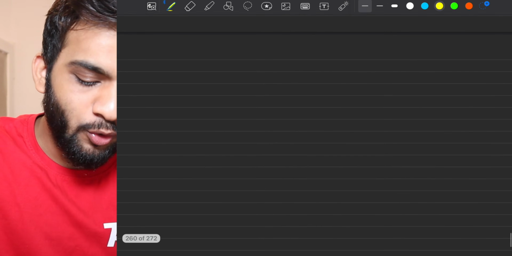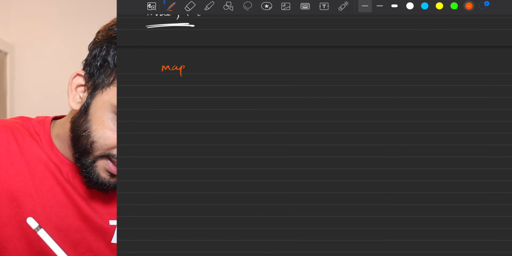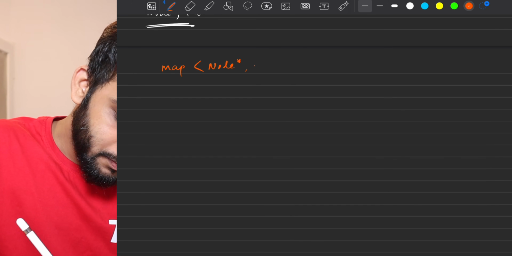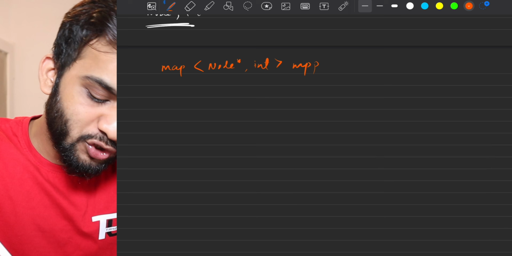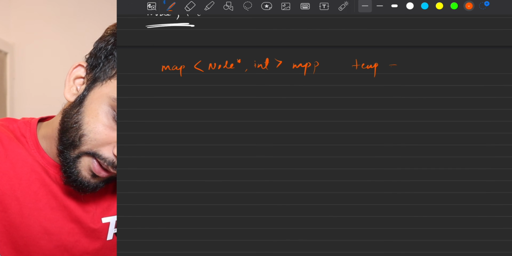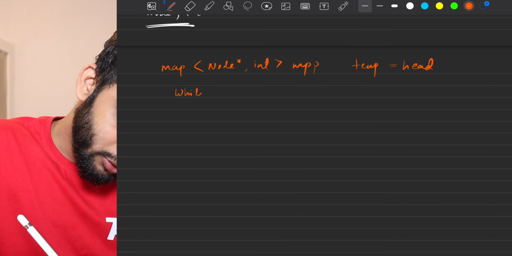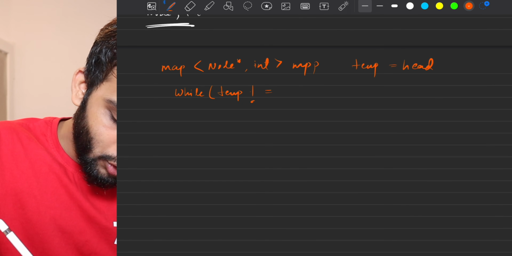And if I have to write the code, it's very simple. What you basically do is you take a map data structure, and it'll be storing a node star in C++, and an integer. You can define your map as you wish. You take a temporary equal to head. What is the next step? You start traversing something like till temporary is not null.